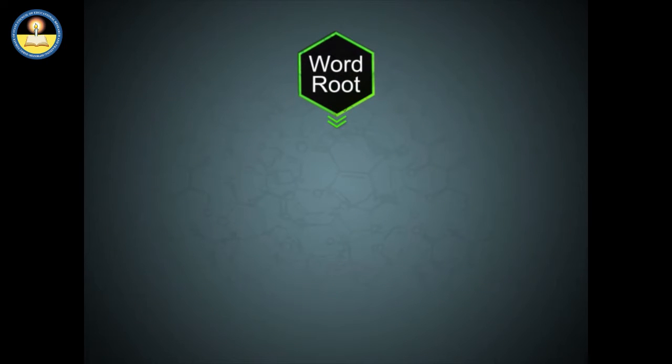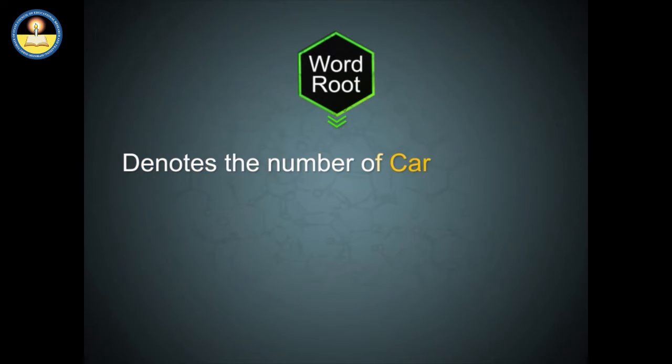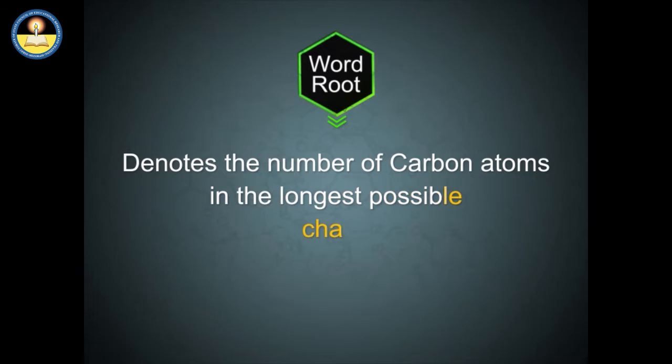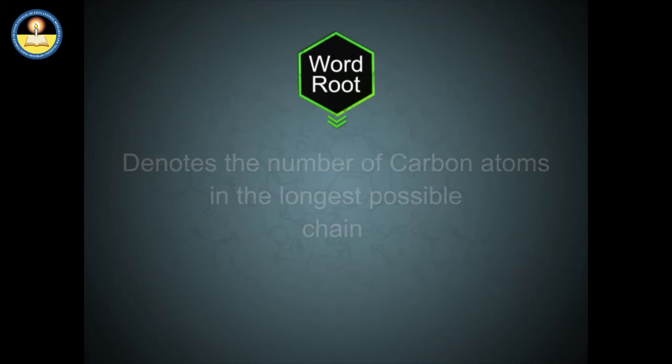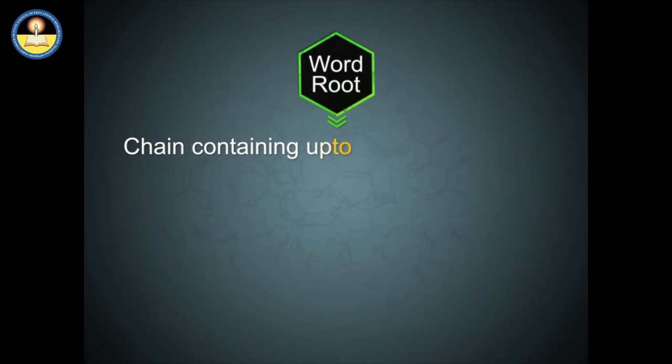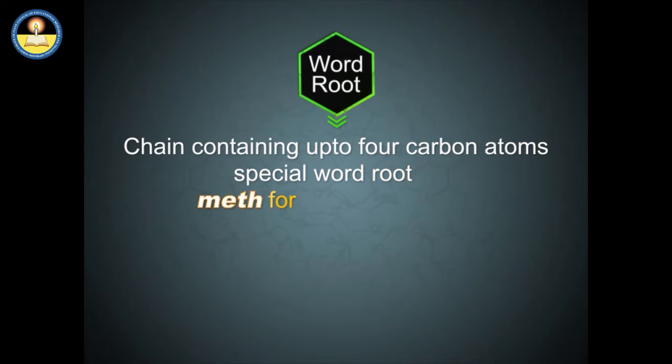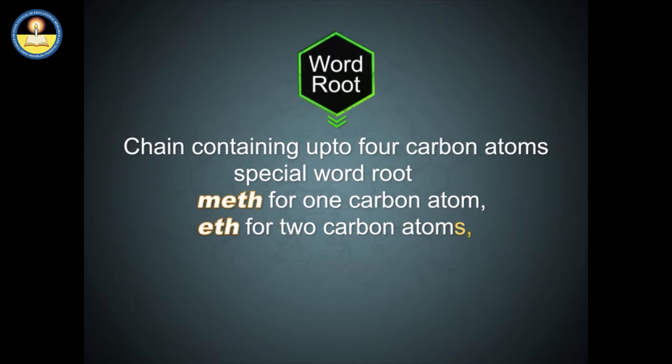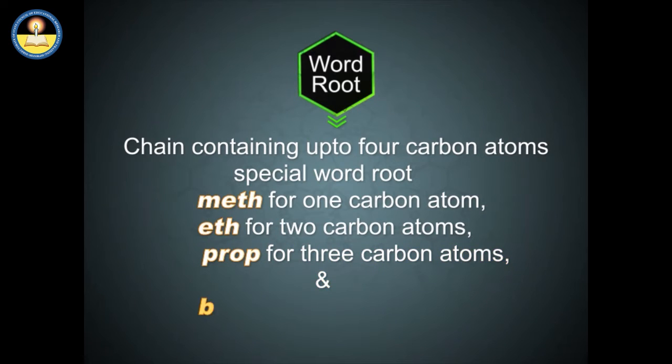Word root denotes the number of carbon atoms in the longest possible chain. For the chain containing up to 4 carbon atoms, special word roots, meth for 1 carbon atom, eth for 2 carbon atoms, prop for 3 carbon atoms, and but for 4 carbon atoms are used. For chains containing 5 or more carbon atoms, Greek numbers are used.